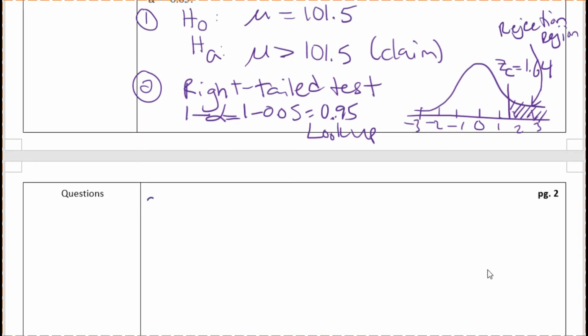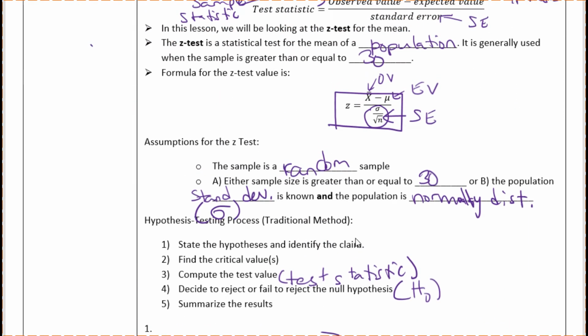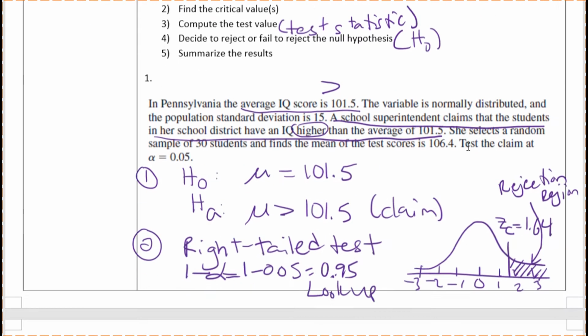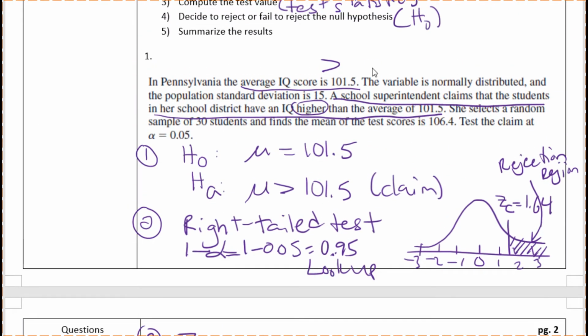Step 3 is to find the test value. So we need to calculate the z-test. We're going to use the formula for x bar for the z-test. This is the formula right here: x bar minus mu over sigma over the square root of n. In this example, the x bar is 106.4. The mu is the hypothesis value, which is 101.5.